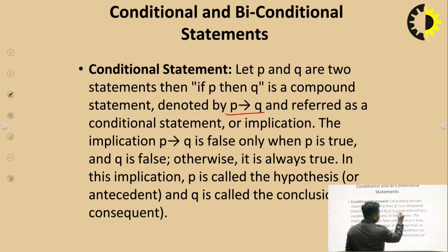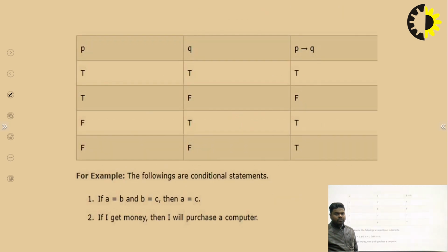This is the conditional statement, also referred to as an implication. The implication P conditional Q is false when P is true and Q is false. Otherwise, it is always true. In this implication, P is called the hypothesis and Q is called the conclusion. Here we are saying P is the hypothesis and Q is the conclusion.